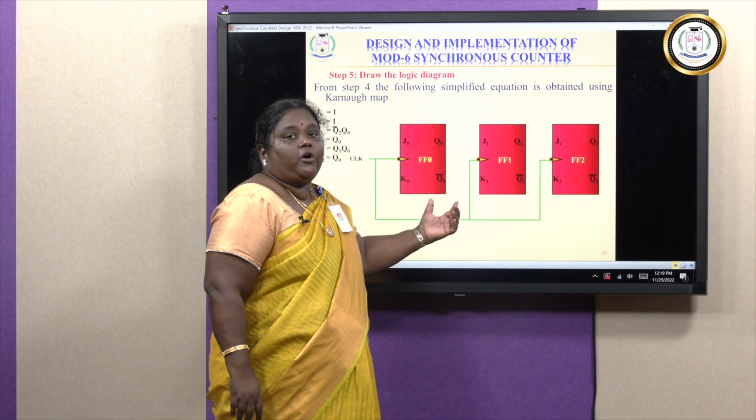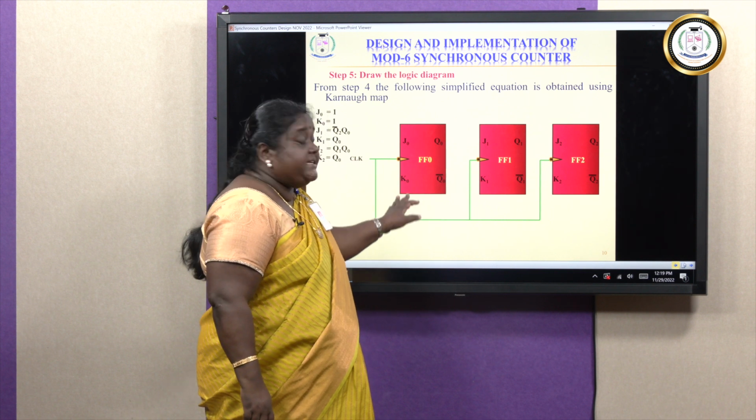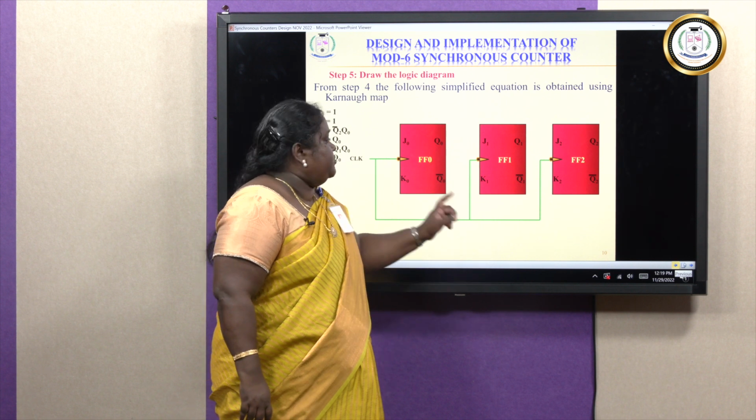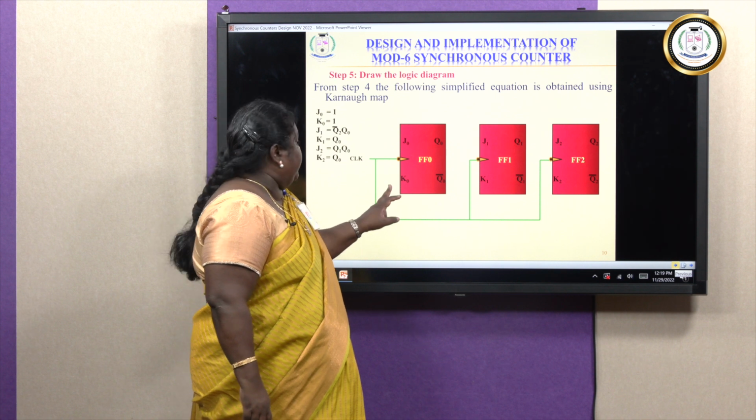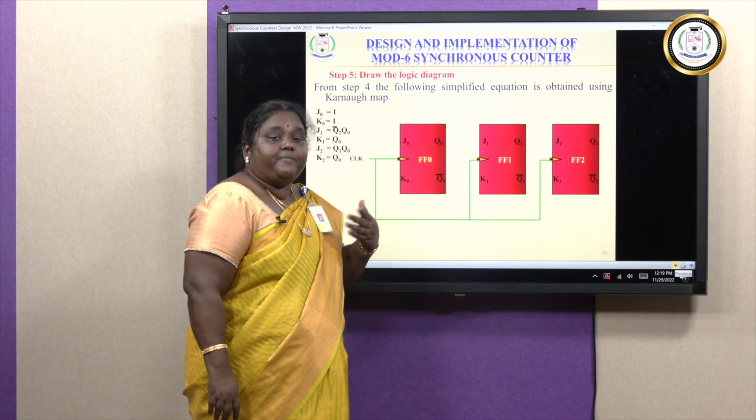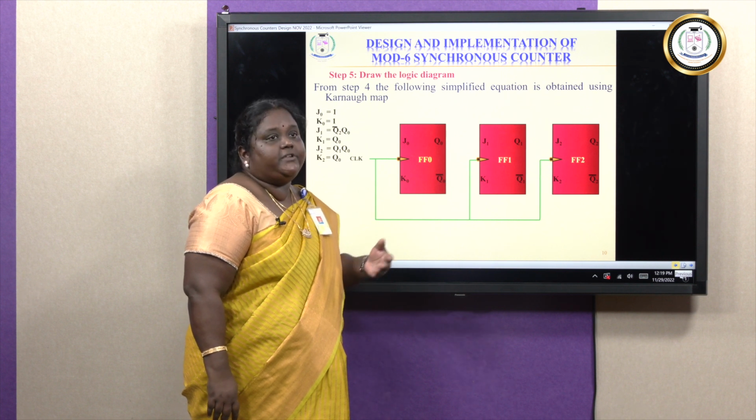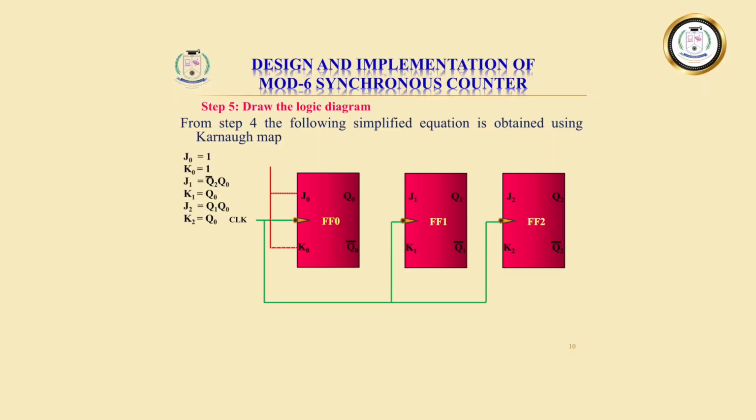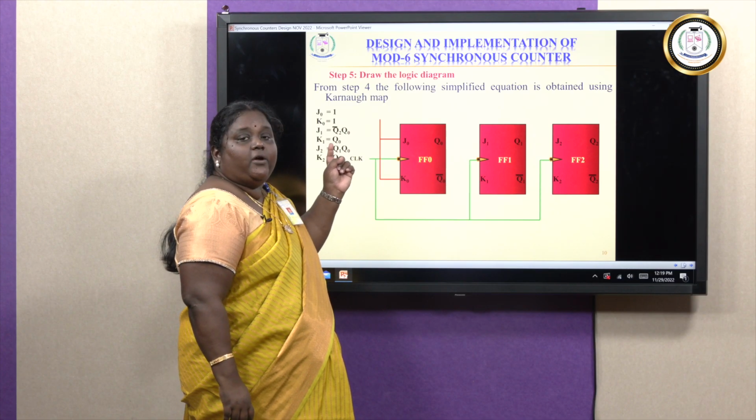After drawing all the flip-flops, we have to give a clock signal. The clock signal is given simultaneously to all the flip-flops. This is the clock pulse, represented as CLK. Now from the simplified Boolean expressions, let us give the input combinations for all the flip-flops. The input combinations for J0 and K0 are 1. So J0 is equal to 1, K0 is equal to 1.